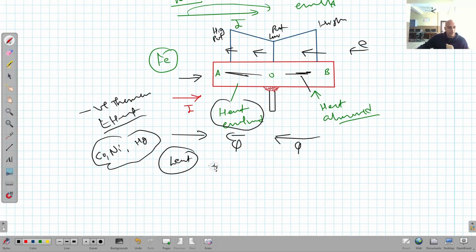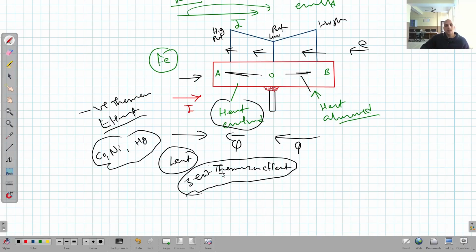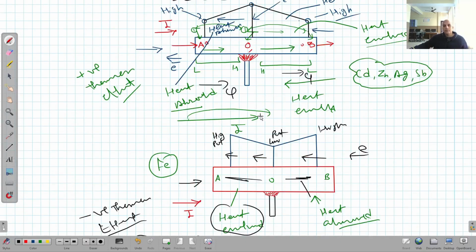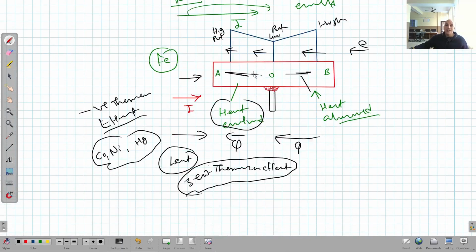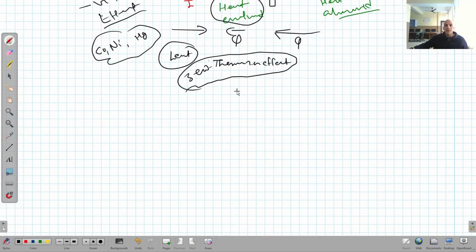This is called zero Thomson effect, which means Thomson effect is 0. It doesn't show heating or cooling, right? So this is about the Thomson effect: positive Thomson effect, negative Thomson effect, and zero Thomson effect. Now I am coming to the Thomson coefficient.